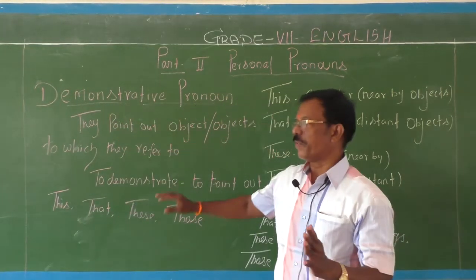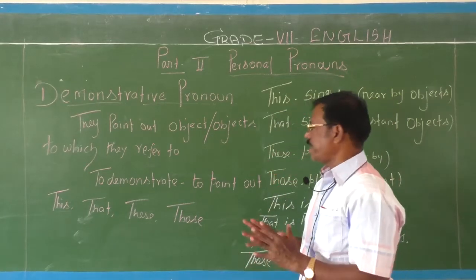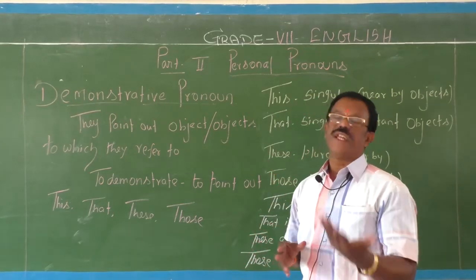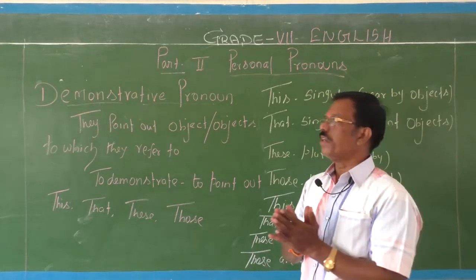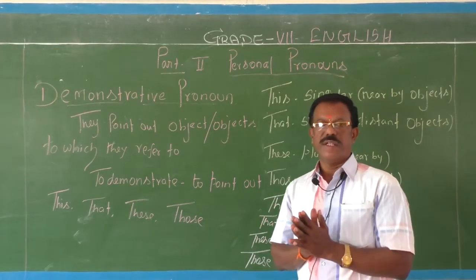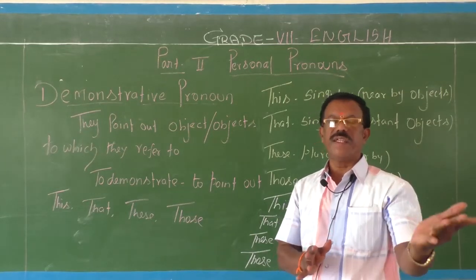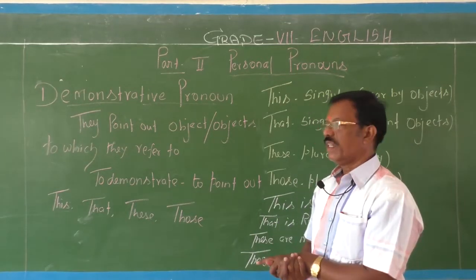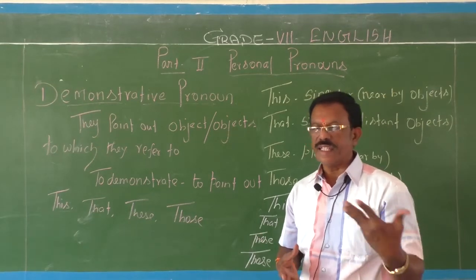So a demonstrative pronoun points out the objects to which it refers. This, that, these and those are called demonstrative pronouns. This, singular nearby object; that, singular distant object. These, plural nearby objects; those, plural distant objects.